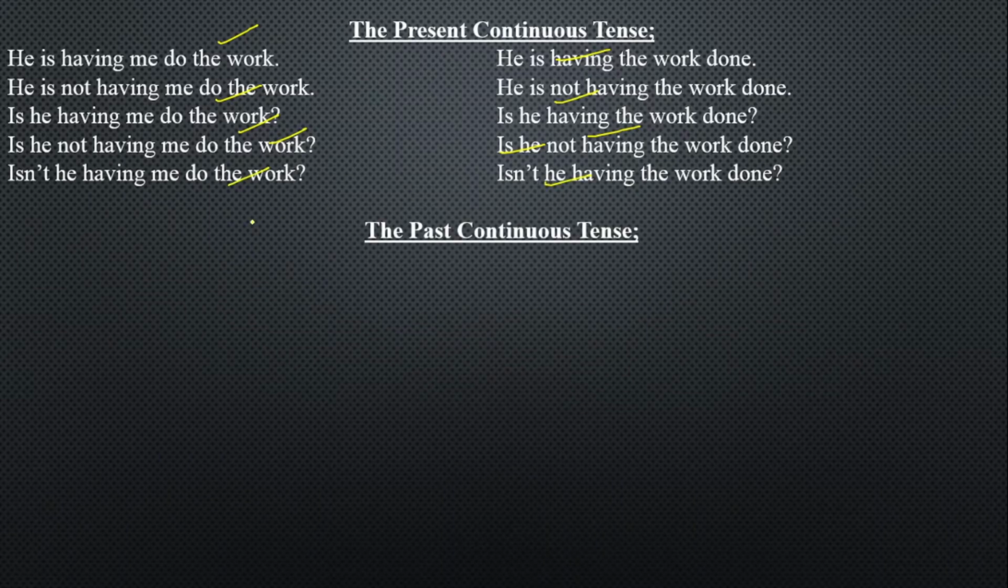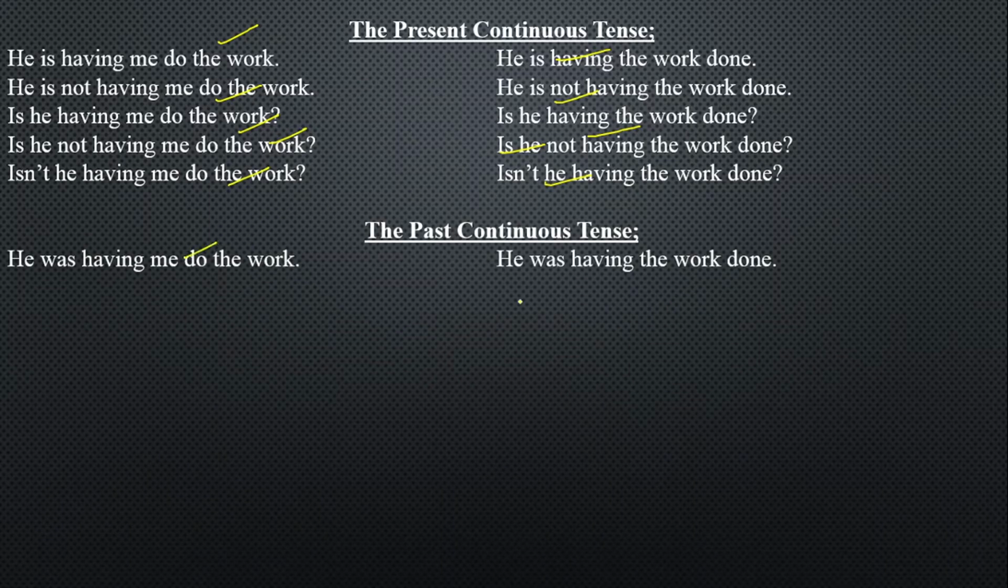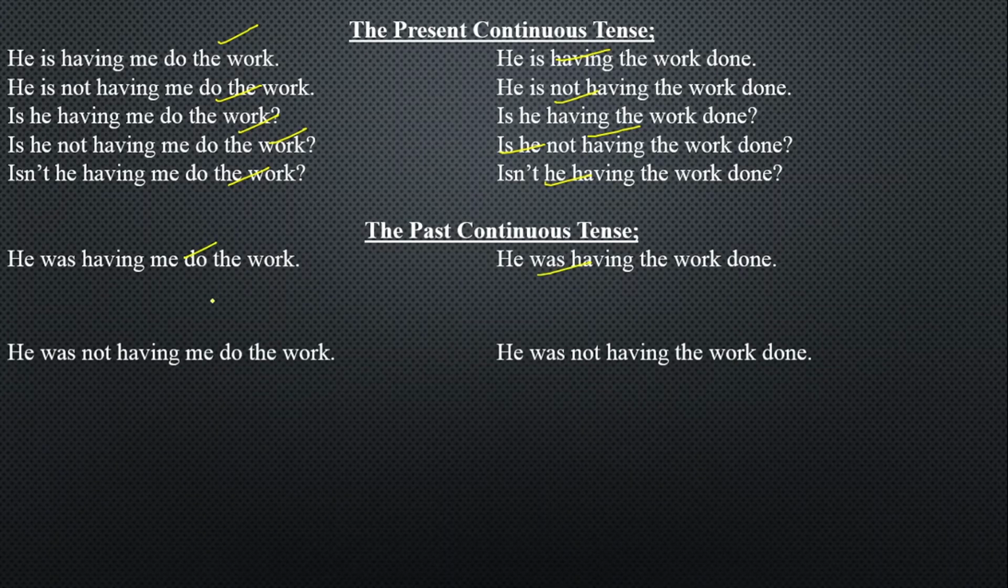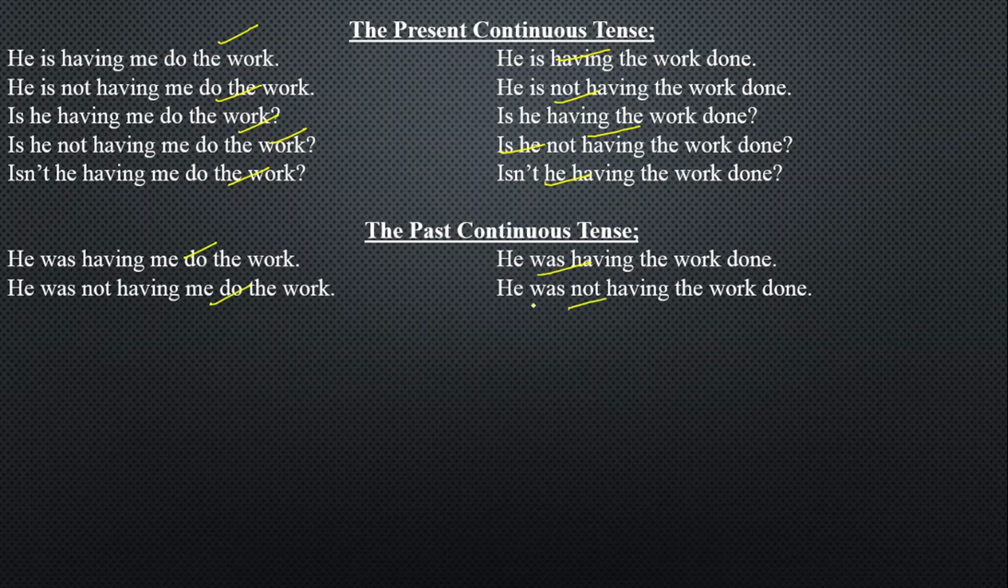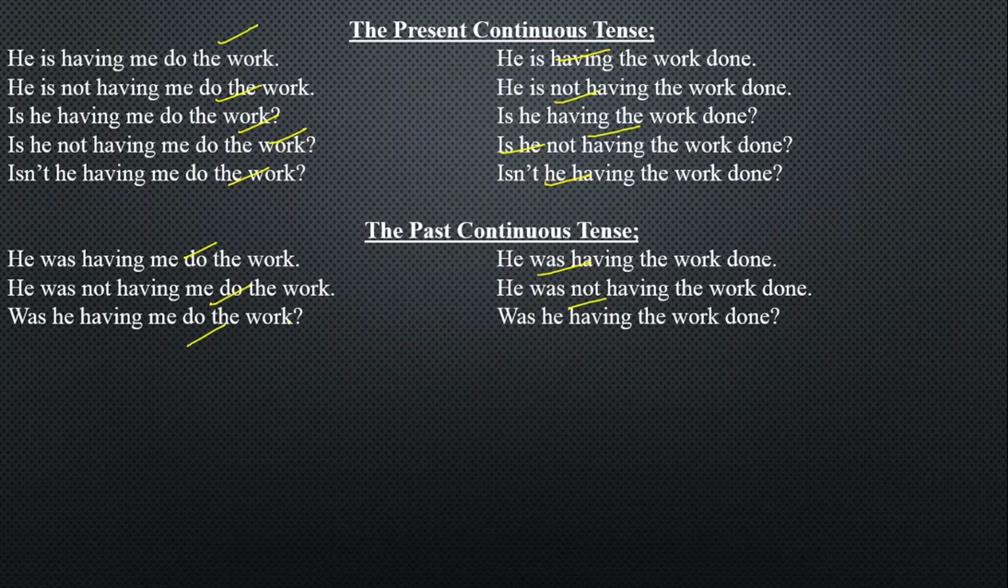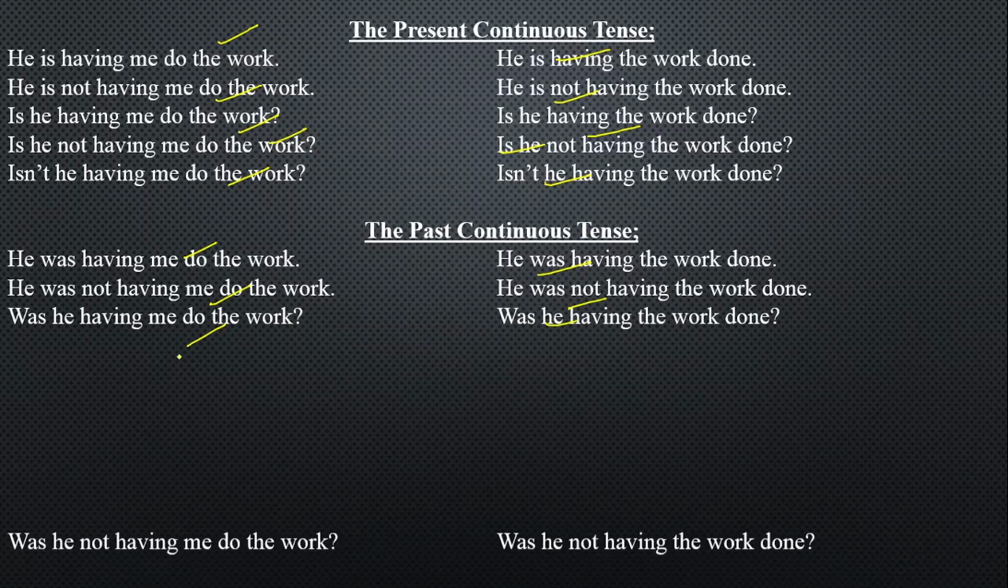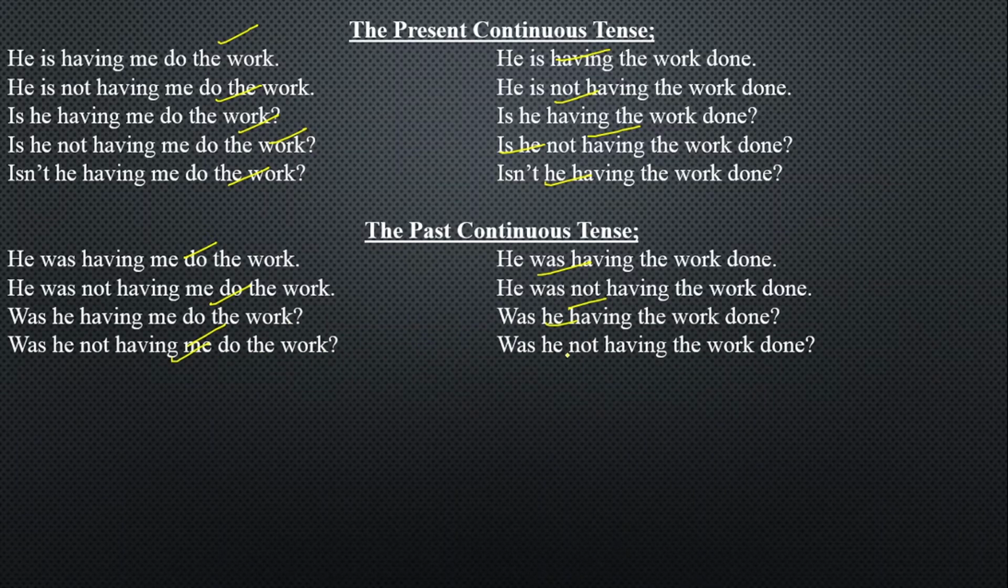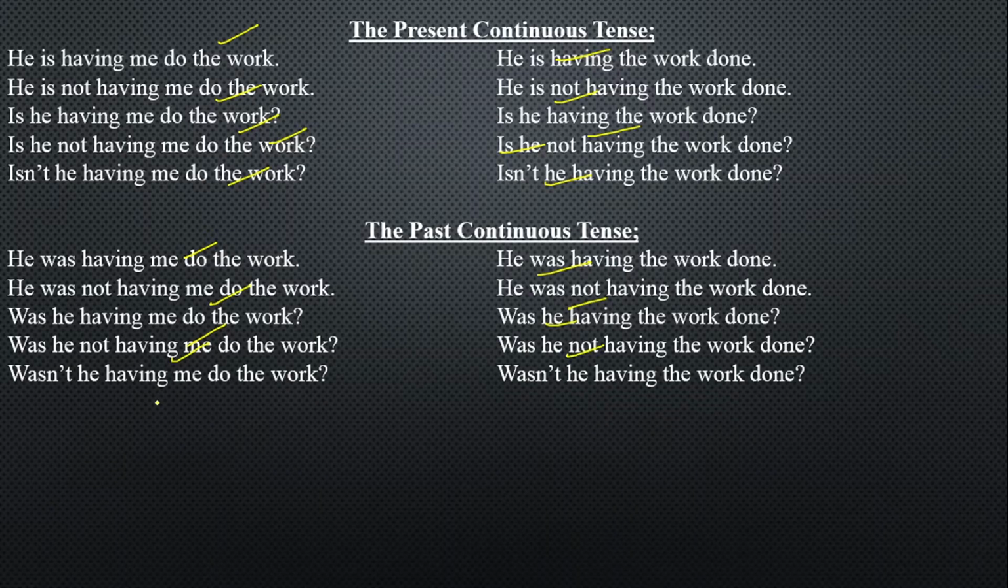The past continuous tense. He was having me do the work. He was having the work done. He was not having me do the work. He was not having the work done. Was he having me do the work? Was he having the work done? Was he not having me do the work? Was he not having the work done? Wasn't he having me do the work? Wasn't he having the work done?